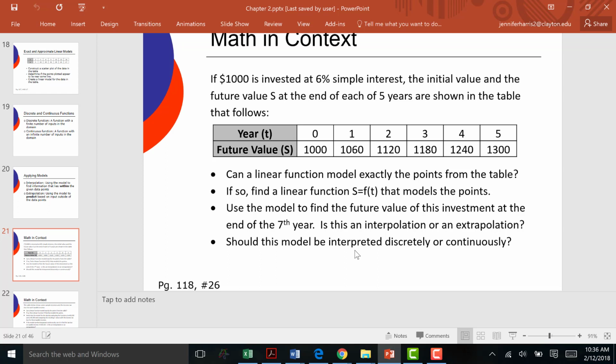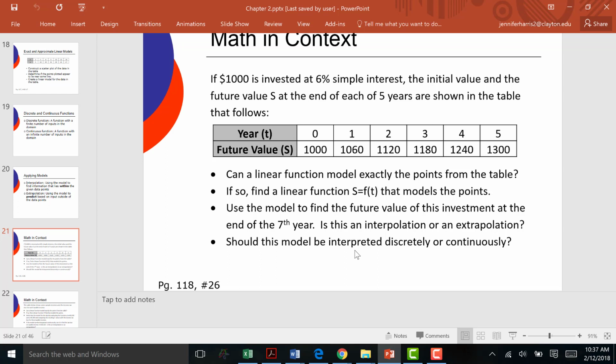Now, should this model be interpreted as something that's discrete or continuous? Discrete means finite. Discrete means it stops. Does this data table stop? What year does it stop at? At 5 years. Done. It just literally stops.